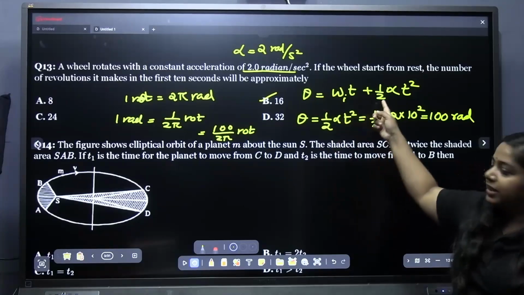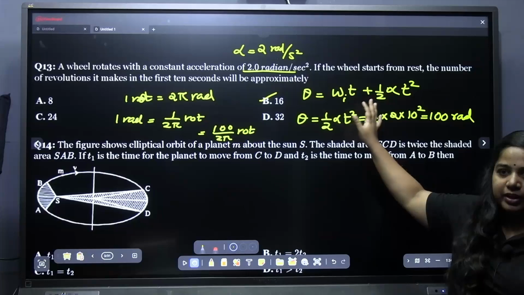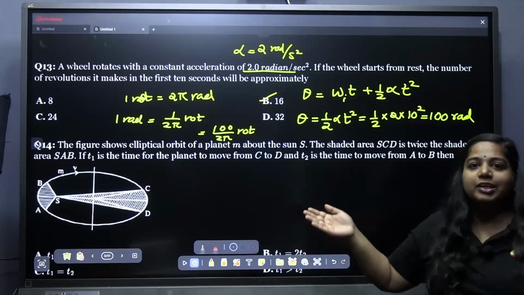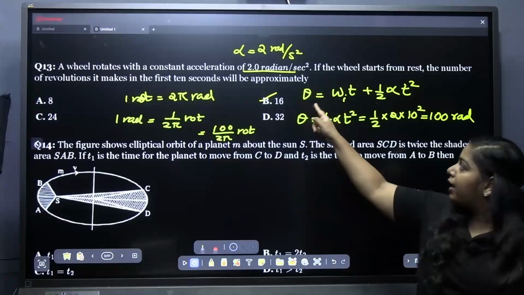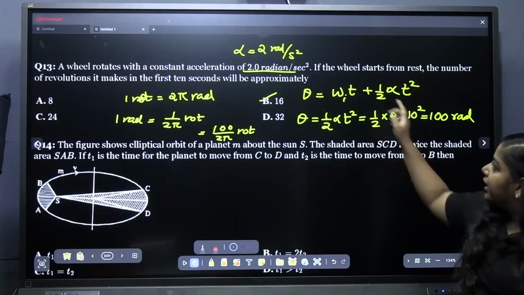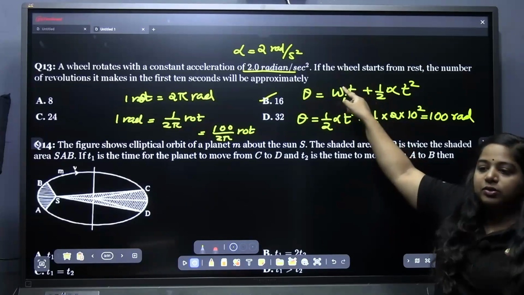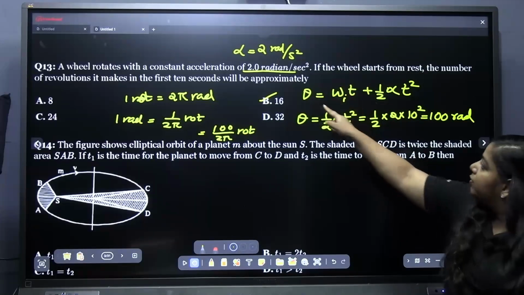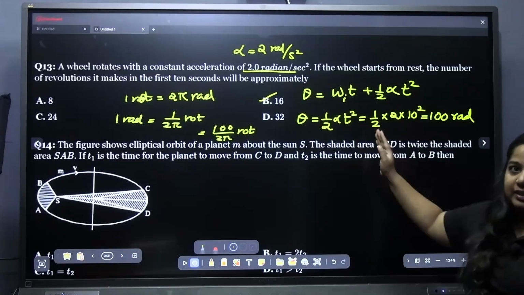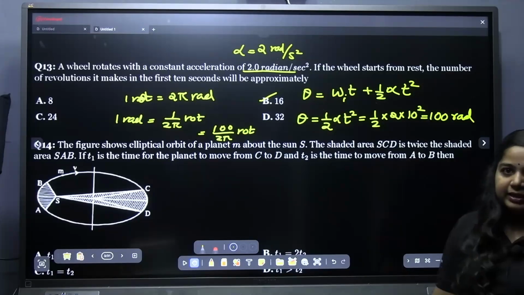See, this equation is same as our s equal to ut plus half at square. Instead of linear quantities, we replace with angular quantities: angular displacement, angular velocity, angular acceleration. In the question it is given starting from rest, so initial angular velocity is 0. It will become theta equal to half alpha t square. Alpha is given, t is given. Substitute that, you will get displacement equal to 100 radians.